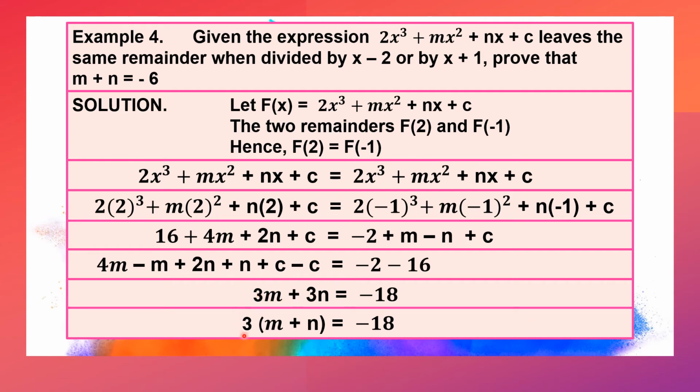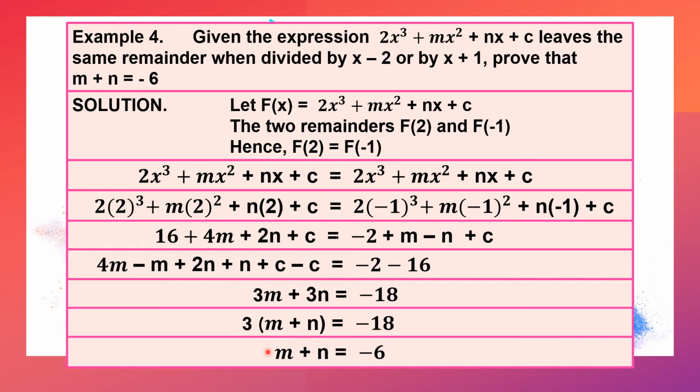So nilabas ko yung 3. Then what I'm going to multiply to 3 to get 3m is m. So we have 3 times m is 3m. Then 3 times n is 3n equals negative 18. Para matanggal yung 3 dito, i-divide natin both sides by 3. So 3 times m plus n divided by 3, cancel na yung 3, so m plus n na lang. Then negative 18 divided by 3 is negative 6.